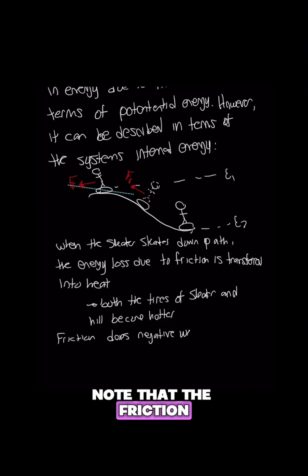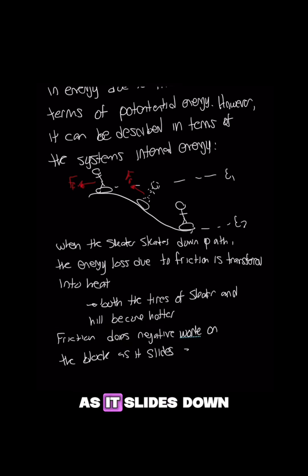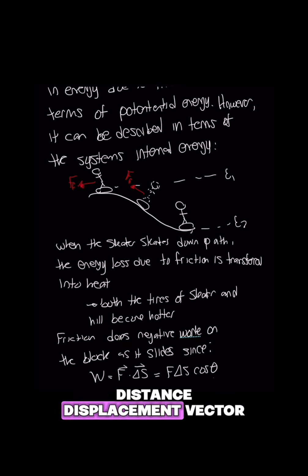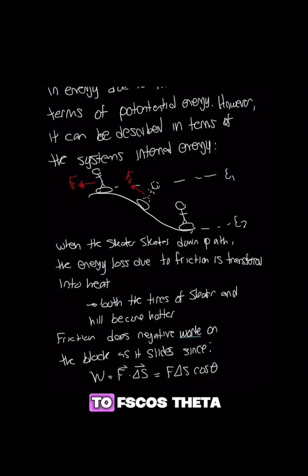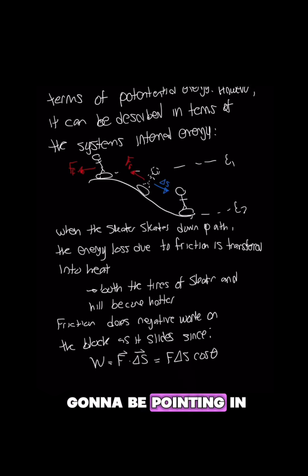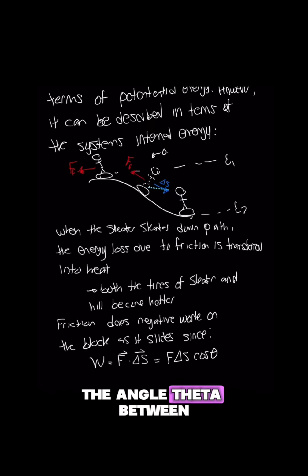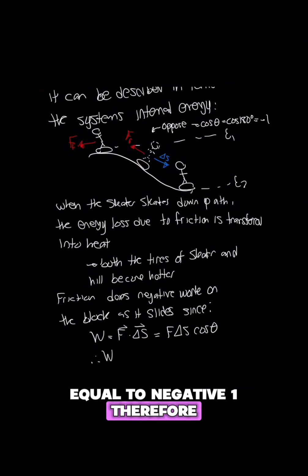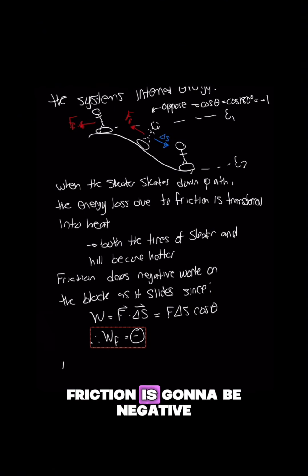Note that the friction force does negative work on the block as it slides down, since we know the general equation: work is equal to the force vector times the displacement vector, which is also equal to F d cos theta, where theta is the angle between them. And so if we look at our diagram here, the displacement vector is going to be pointing in this direction here. The angle theta between them is going to be 180 degrees, and cos 180 is equal to -1. Therefore, we can conclude that the work due to friction is going to be negative.